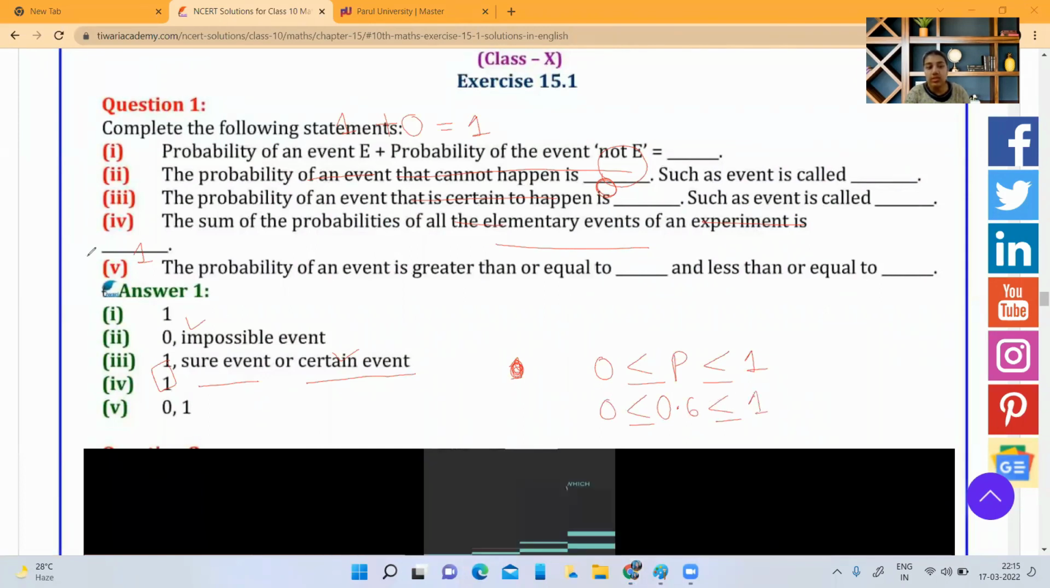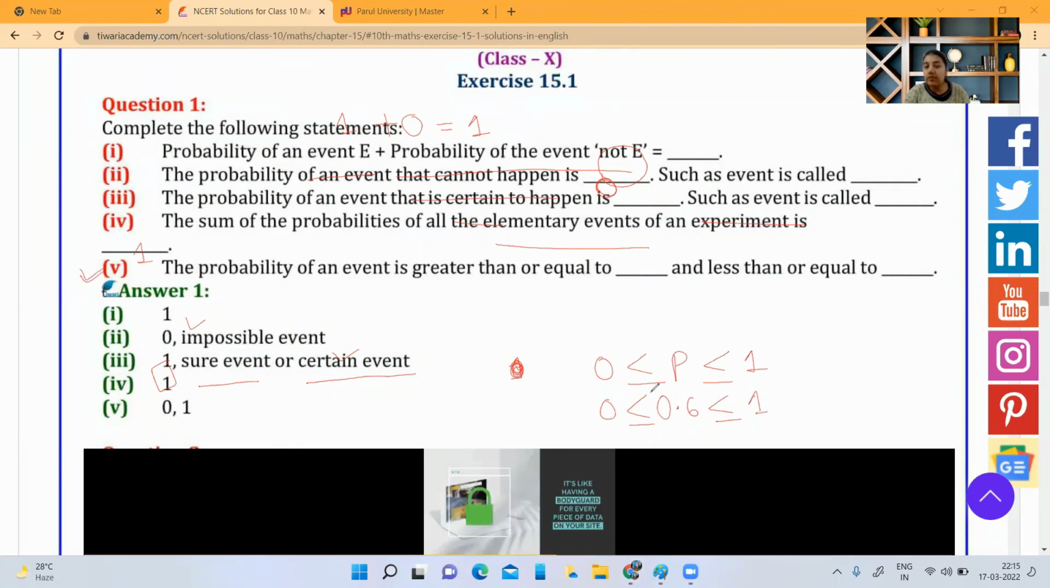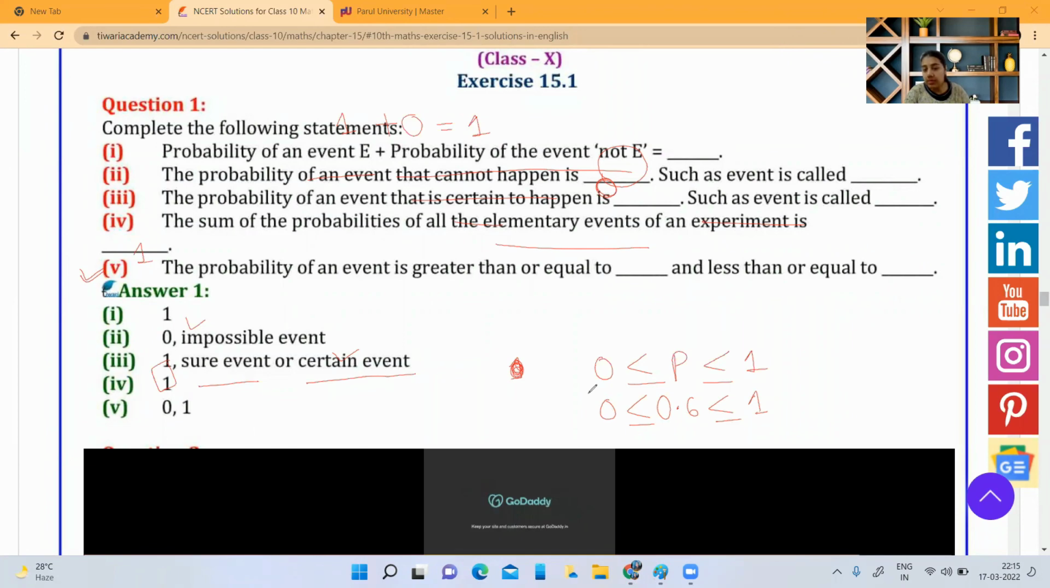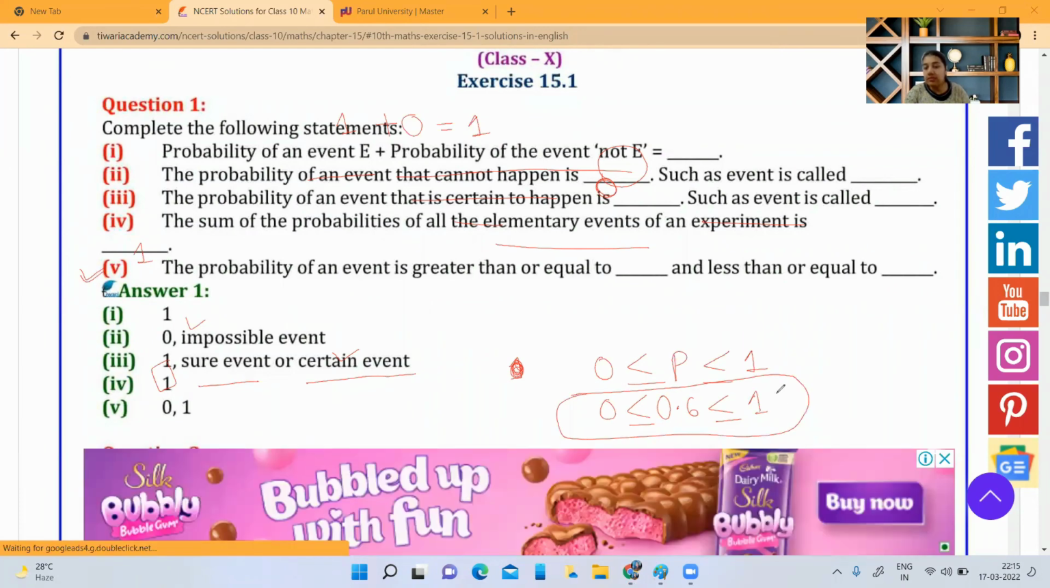So this is something universal. For any event, the probability will always be greater than or equal to 0 and less than or equal to 1. So always remember this. Every probability will have values between 0 and 1. No probability can become 2.